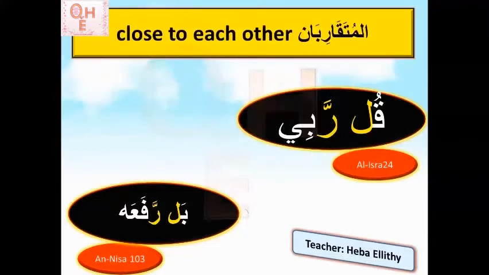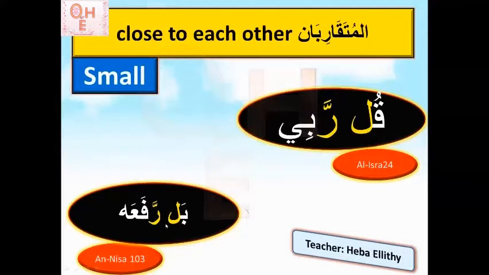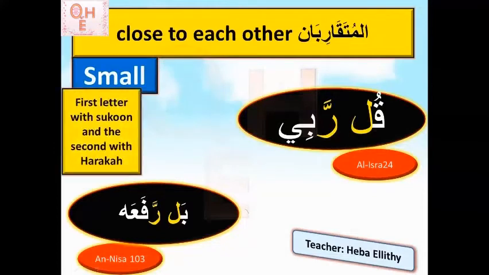We still explain the neighbor letters, or Al-Mutaqareban, close to each other, and we still explain small. We said small means the lam is sakina here, like we see, and letter ra is with haraka. Lam is sakina and ra with haraka. And we explained the first case, which is lam and ra.